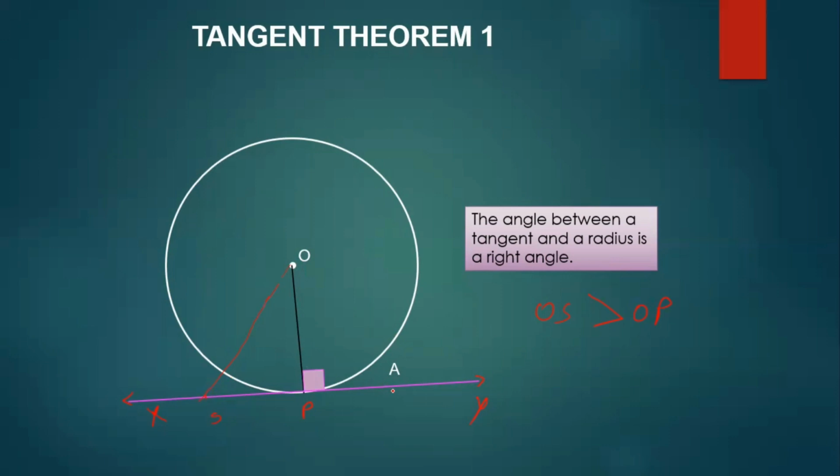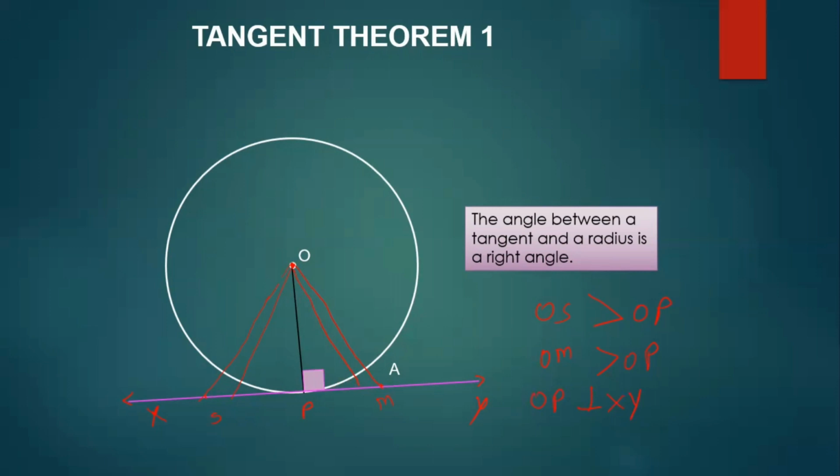Then if I take any other point, say M over here, again OM will also definitely be greater than OP. So there is a property that from a point which is not lying on a line, many line segments can be drawn. Out of these, the perpendicular line segment is the shortest. So that is how we can say that OP is perpendicular to XY, or we can say that the radius is perpendicular to the tangent at the point of contact.